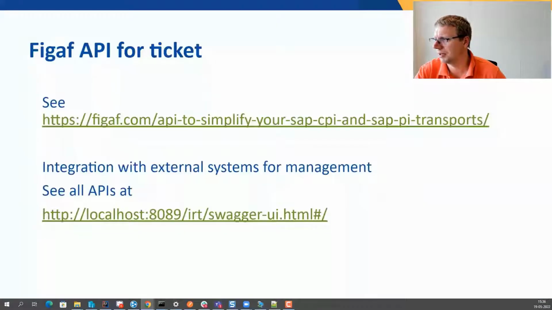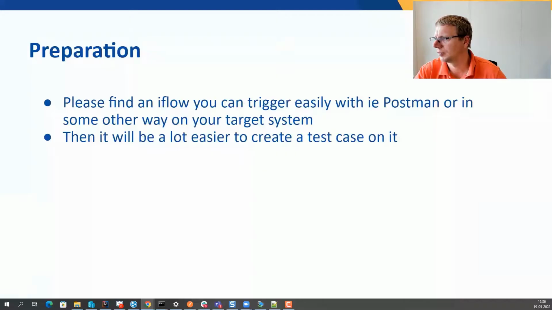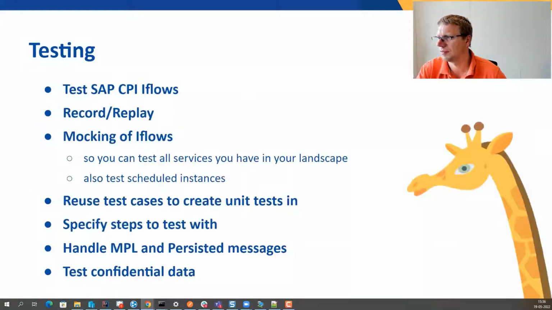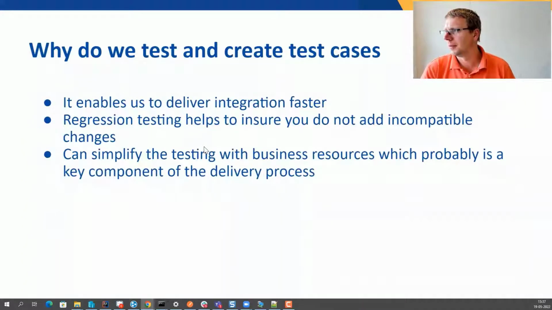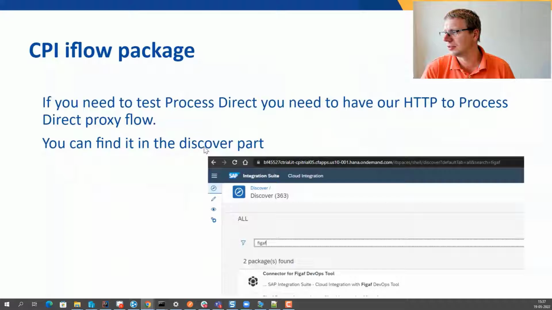We also have some APIs to handle these different things, the tickets, and for testing, we have mocking of iflows, and this is really important. If you have scenarios that you cannot call for one reason or another, then this is a good way to call them. And to enable this, we have a Figaf package. You need to install that and deploy it. You find it in the Discover, search for Figaf, then you can install it.